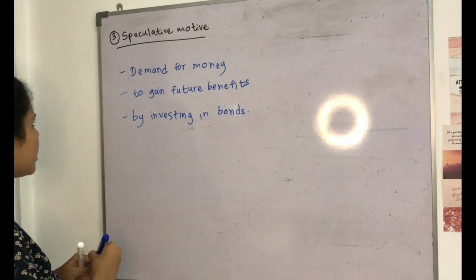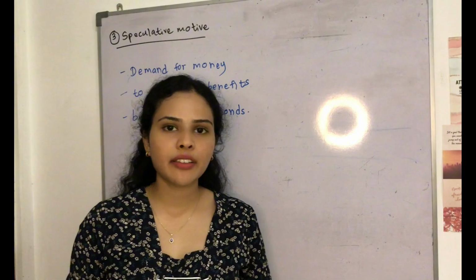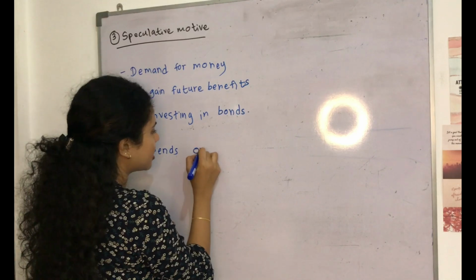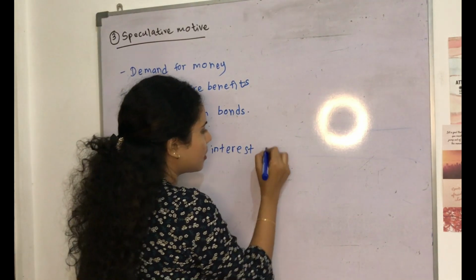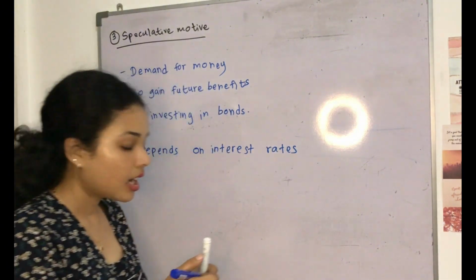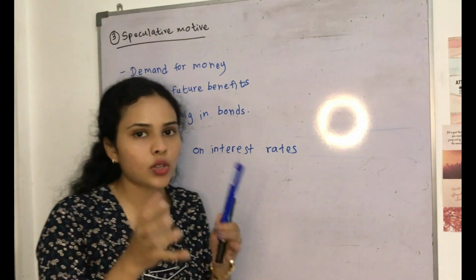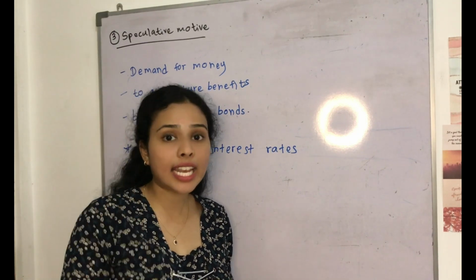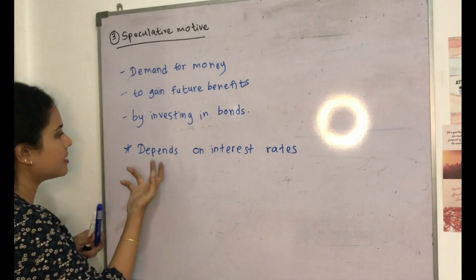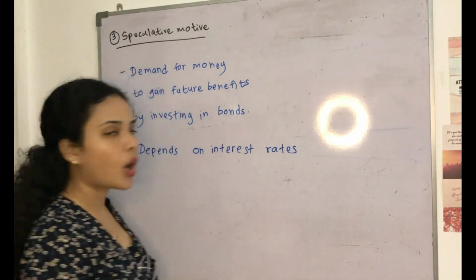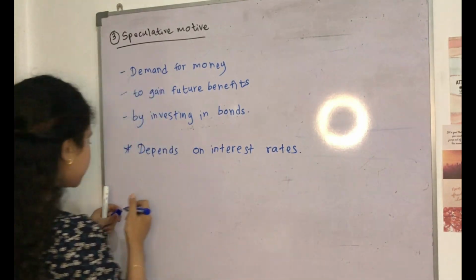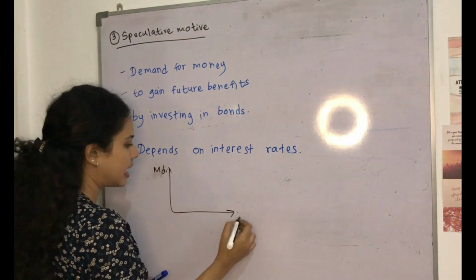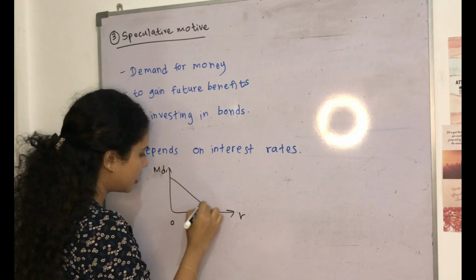So here, money demand on speculative motive depends on interest rate. Now, the earlier two motives we discussed, money demand on transaction motive and precautionary motive, both depend on what? Income. Here the opposite happens. It depends on interest rates, not on income. So we can derive that from money demand and interest rate. There's a negative relationship.